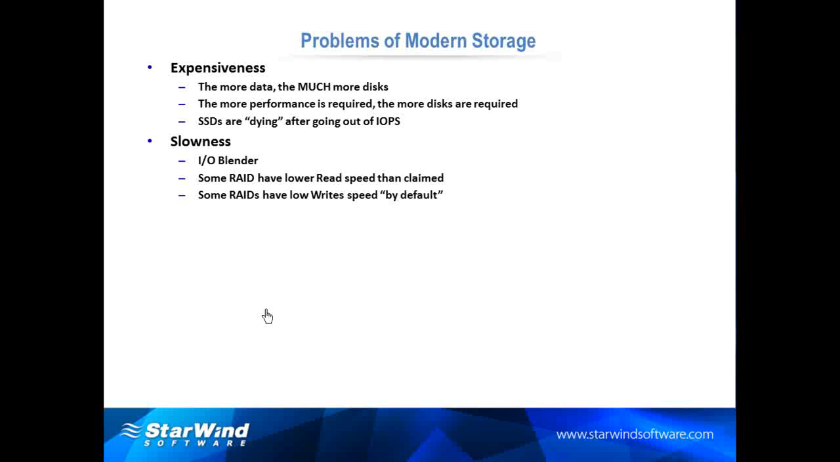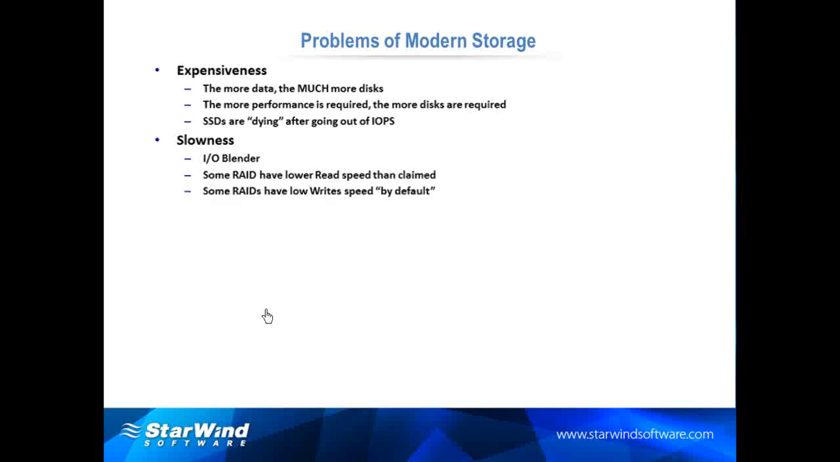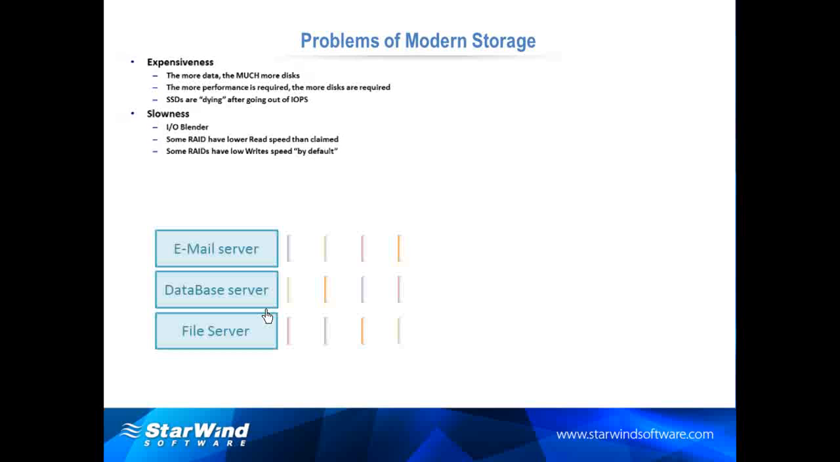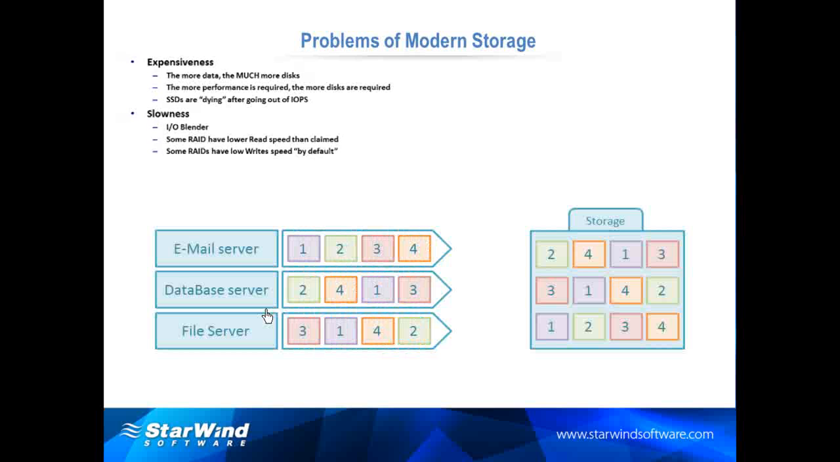But also, some RAIDs have lower read speed than claimed, and some RAIDs have low write speed by default. Obviously, when talking about the last options here, usually we are assuming that we are dealing with the parity RAIDs, which are RAID 5 and RAID 6, for example. So how does StarWind actually help to solve all of this?